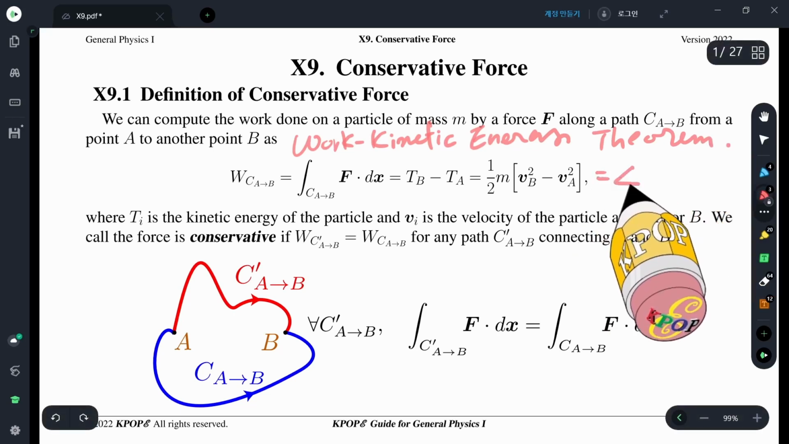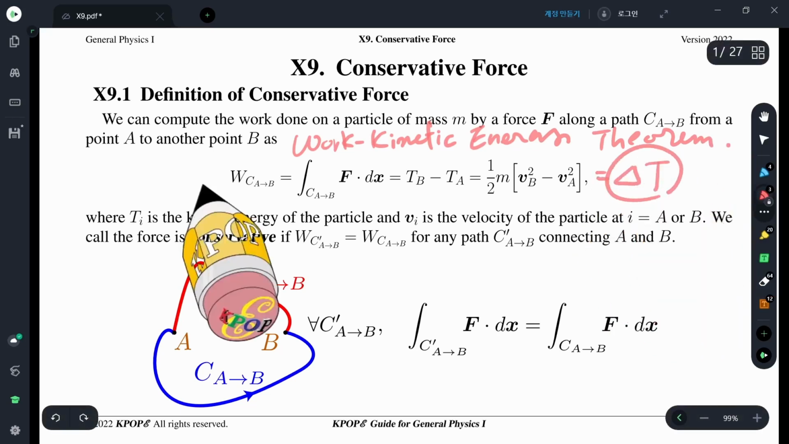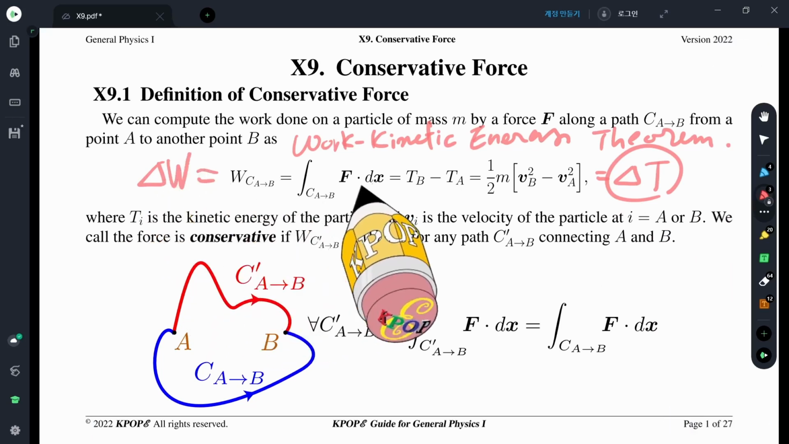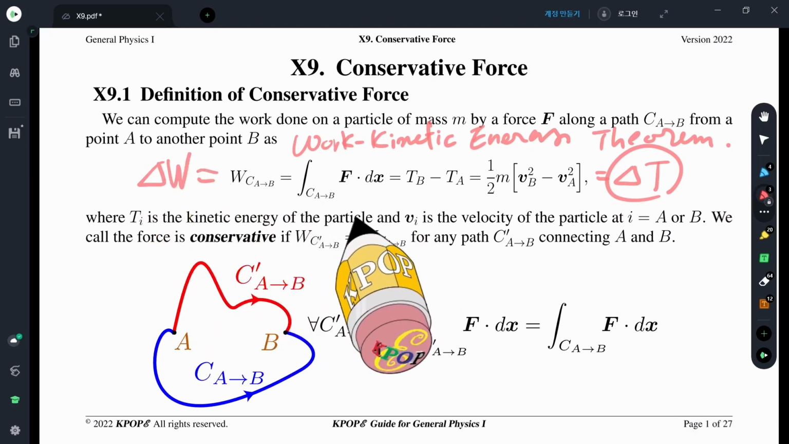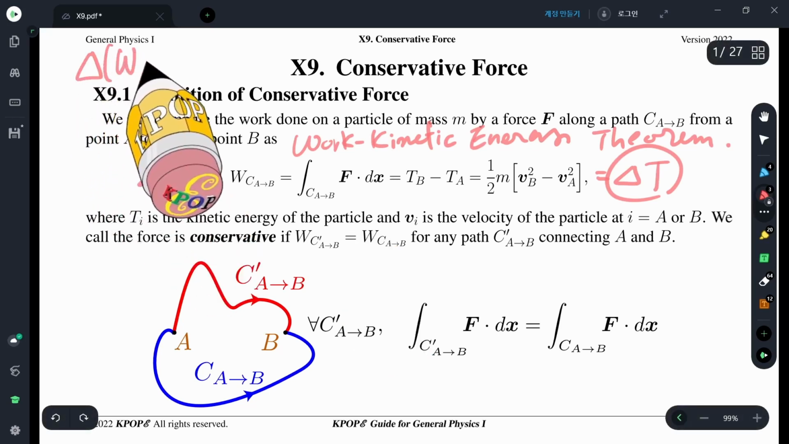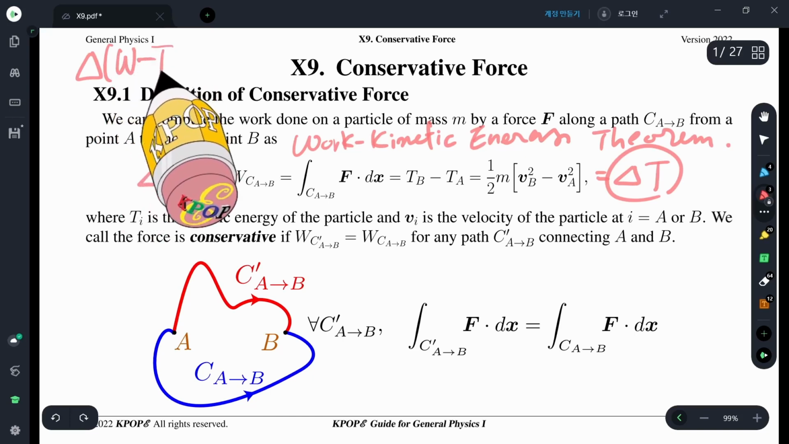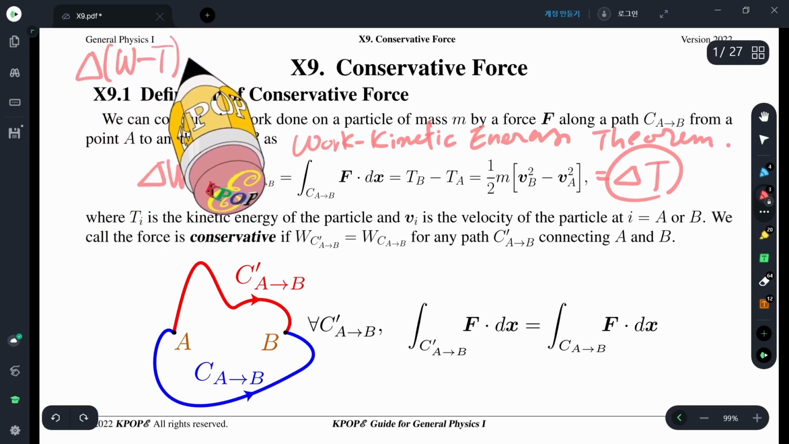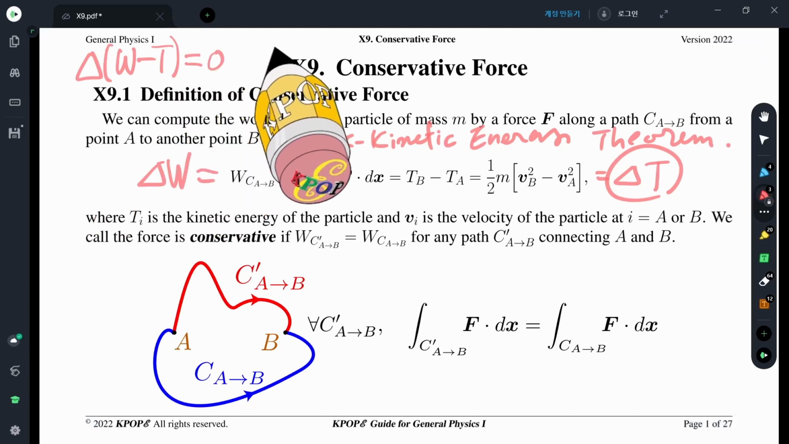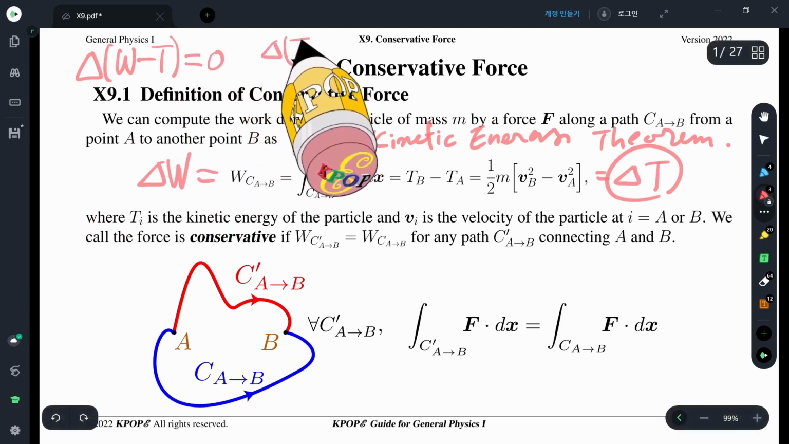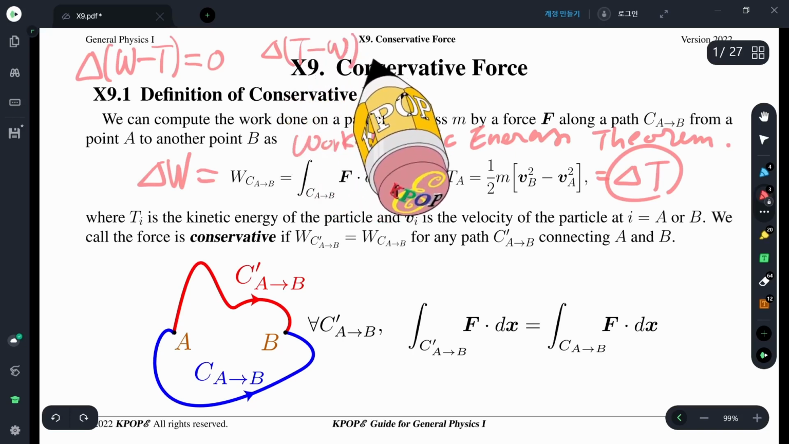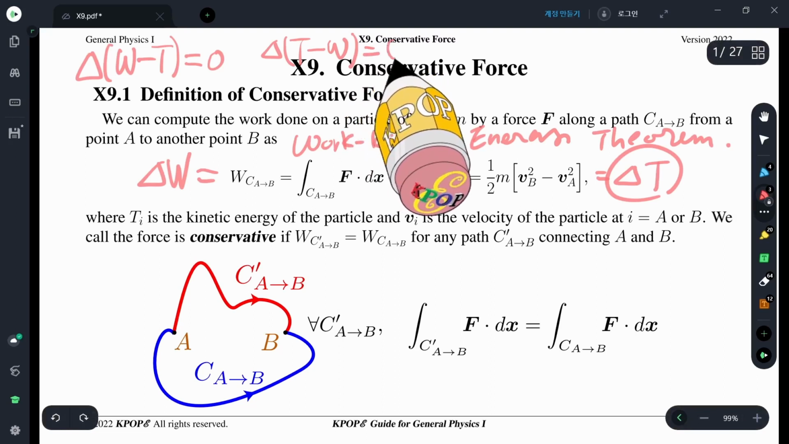That is the change in the kinetic energy and the amount of work during the motion. From here, we find work subtracted by kinetic energy difference is zero. So we can write it: the change in kinetic energy, the difference of the kinetic energy, and the work done by the force is zero.